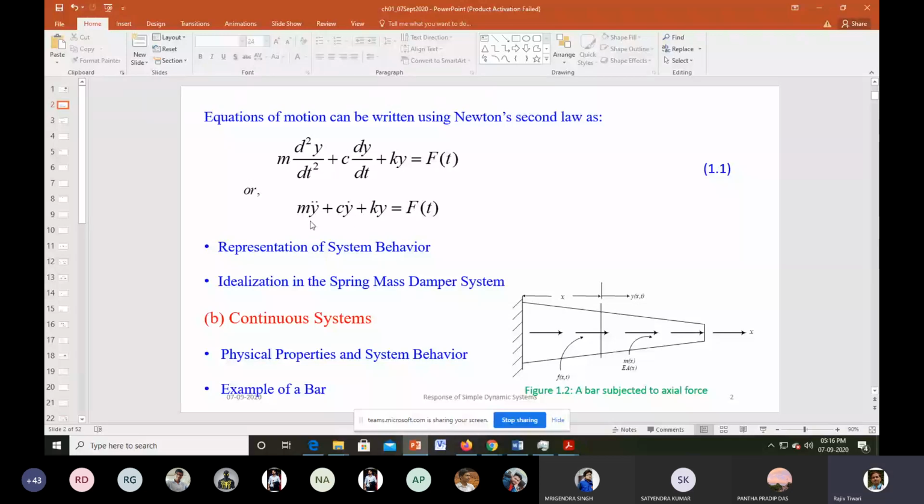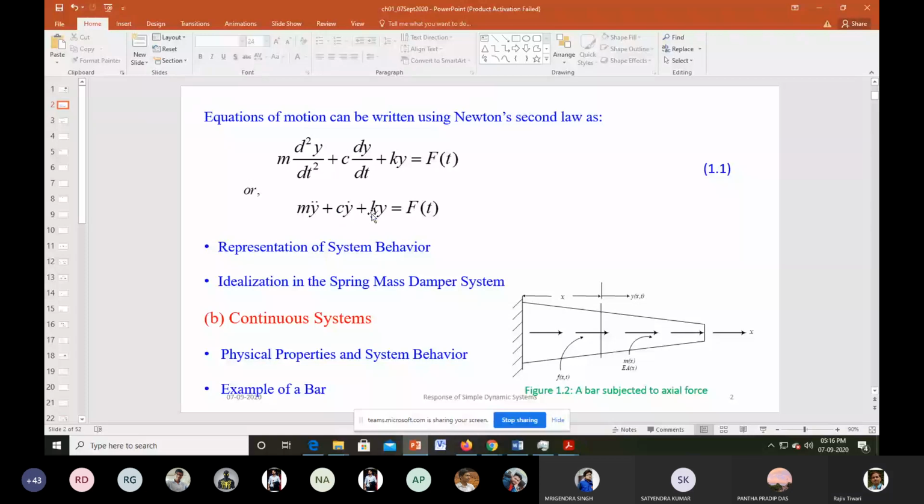So this is the equation of motion for a discrete system. Mathematically, m is a constant, c is a constant, k is a constant. So these all have constant coefficients. In a discrete system, you will see that all the coefficients are constant.